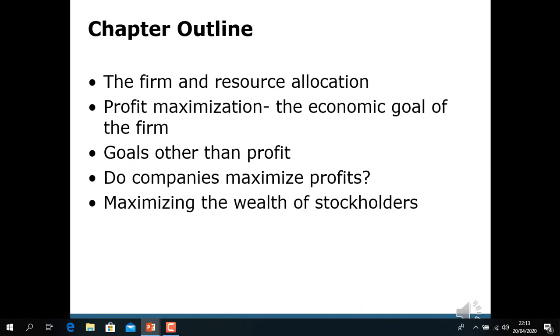And then, maximizing the wealth of stockholders. Then, we will discuss the concept of maximizing the profits that can be obtained by shareholders. And then the last one, we will learn about economic profit, and here we will discuss the profit from the economic context. The principle is somewhat different from the business profit context.